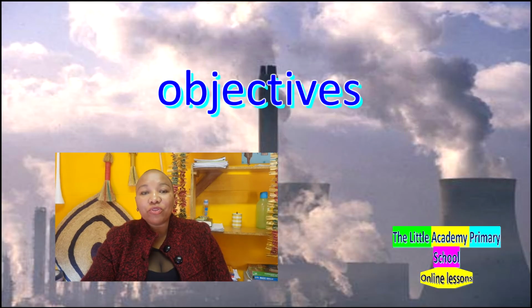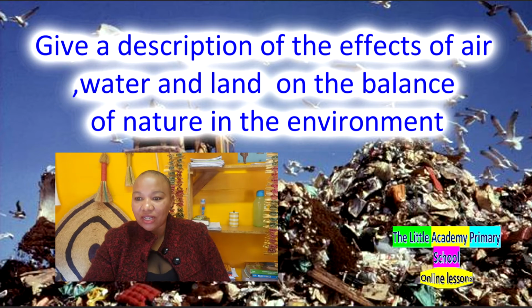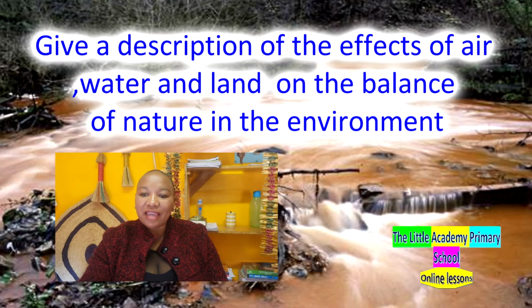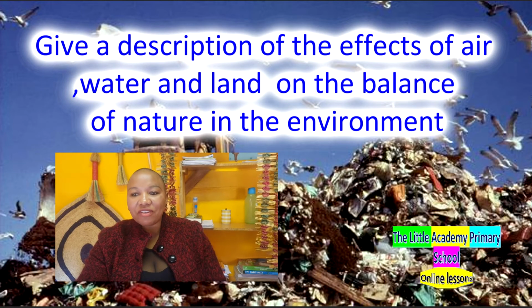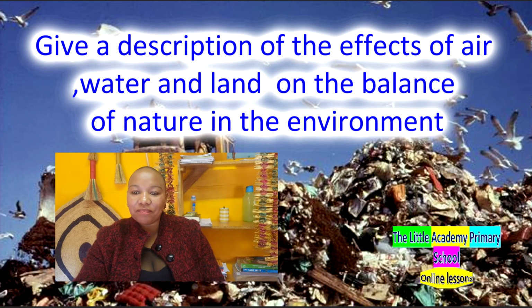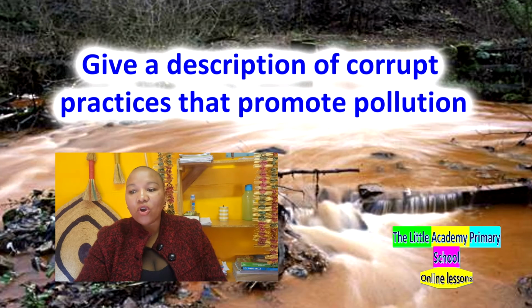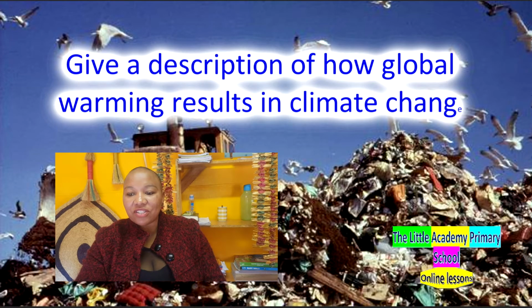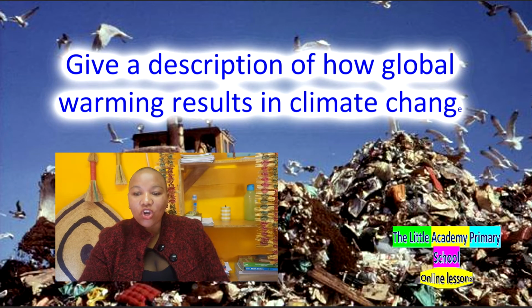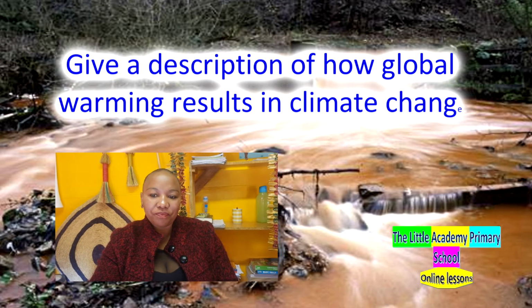So let me give you the objectives. The first objective is to give a description of the effects of air, water, and land on the balance of nature in the environment. The second one will be give a description of corrupt practices that promote pollution. And the third one is give a description of how global warming results in climate change.